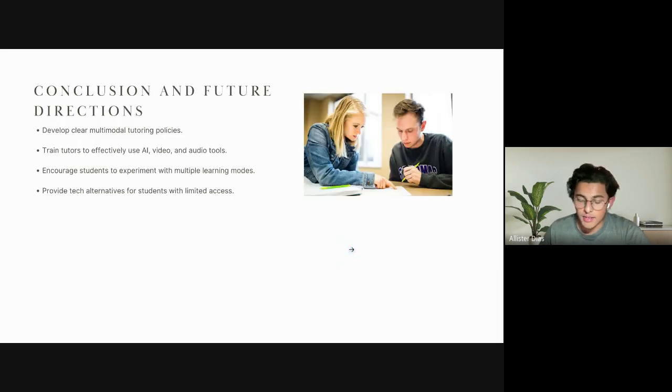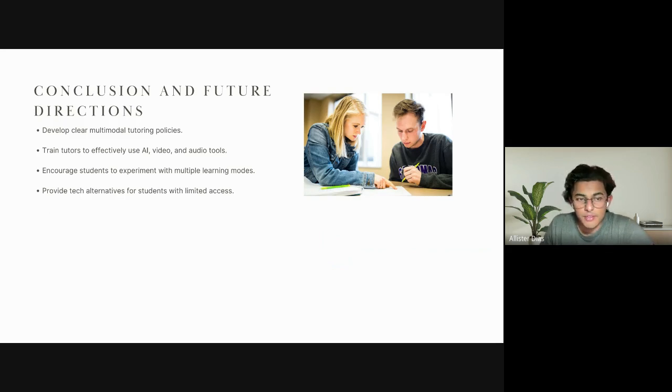So with that in mind, now that we understand the accessibility, the equity, and of course the different applications of multimodal learning, let's look at the future and what that holds. Well, now with the advancement of new technologies, we can develop clear multimodal tutoring policies that are going to be reflective of what writing centers are hoping to do. Next, we can train tutors to effectively use AI, video, and audio tools, not only to enhance learning for all writers, but to give special consideration for writers who are ESL or neurodivergent.